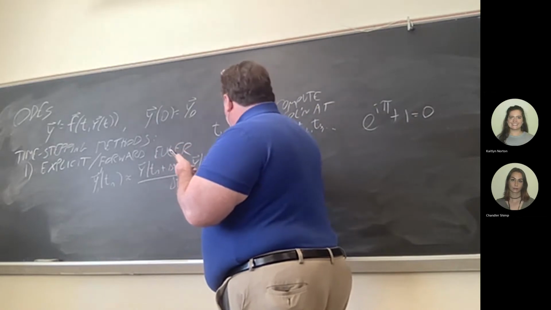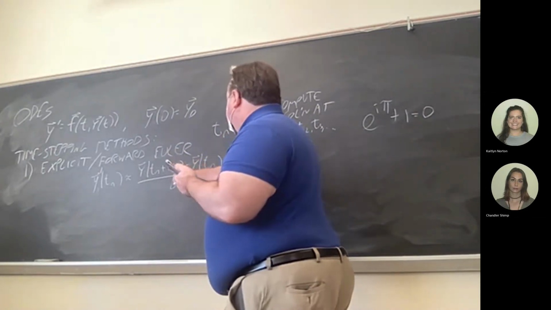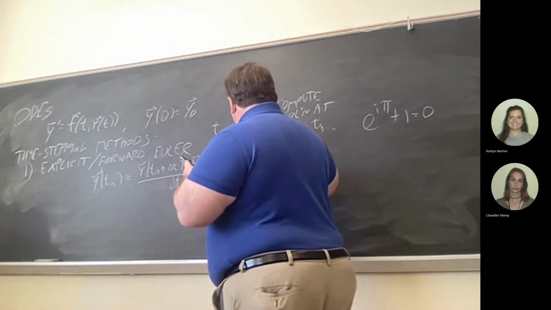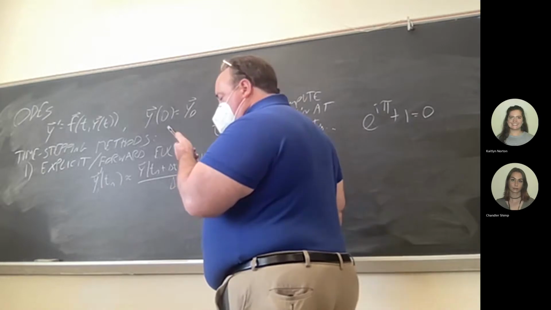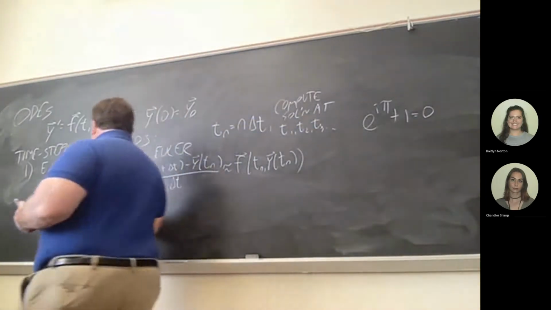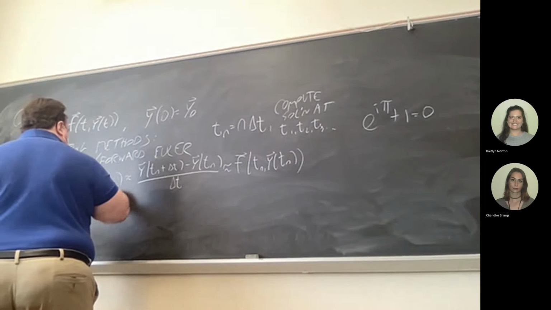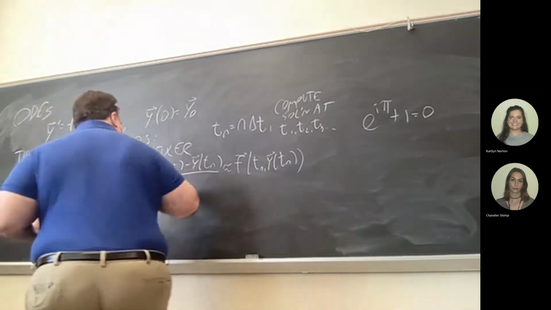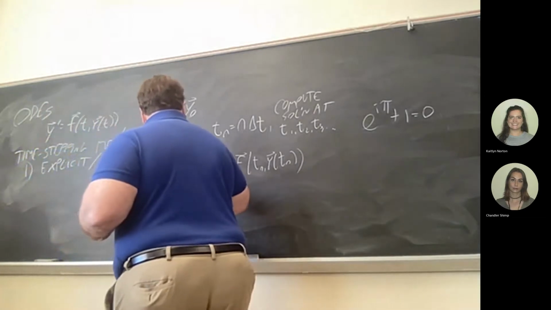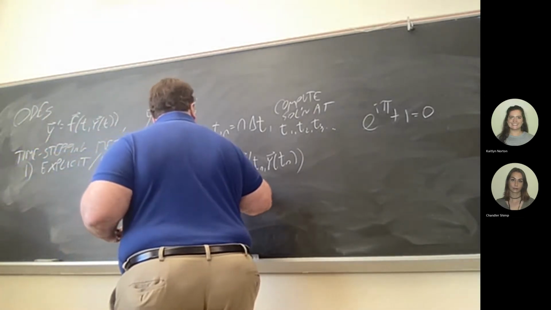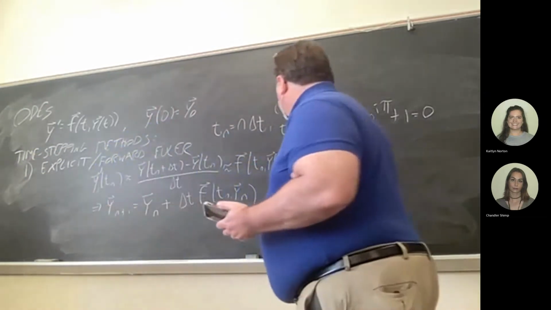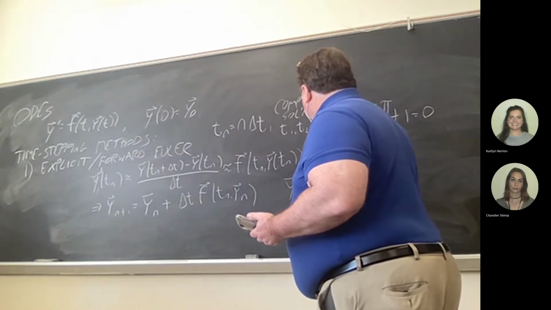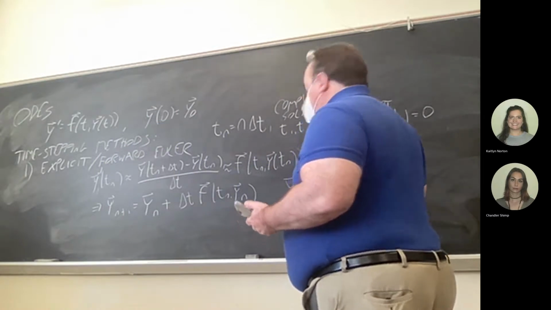dy dt, or y prime, is supposed to be equal to f at that time. So the actual method is yn plus 1 equals yn plus delta t times f of tn, yn, where y sub n is our approximation to the exact solution at time tn.